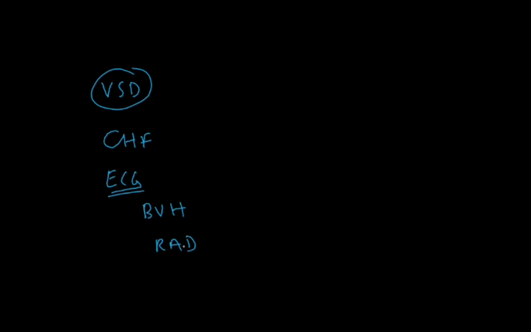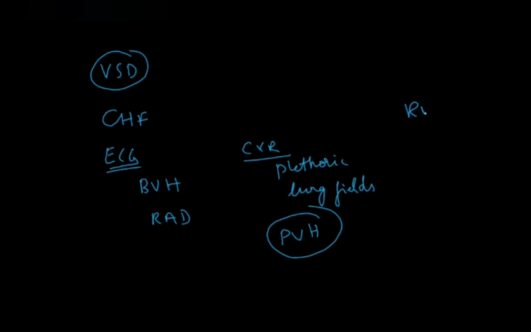Now what happens to people with ventricular septal defect? They will have very good mixing, but they can also develop congestive heart failure. In ECG, you can see biventricular hypertrophy along with right axis deviation. On chest x-ray, you can see plethoric lung fields and pulmonary venous hypertension. Why? Because blood is shunted from the right ventricle to the left ventricle, then to the pulmonary artery, lungs and pulmonary veins. So therefore there can be pulmonary venous hypertension.